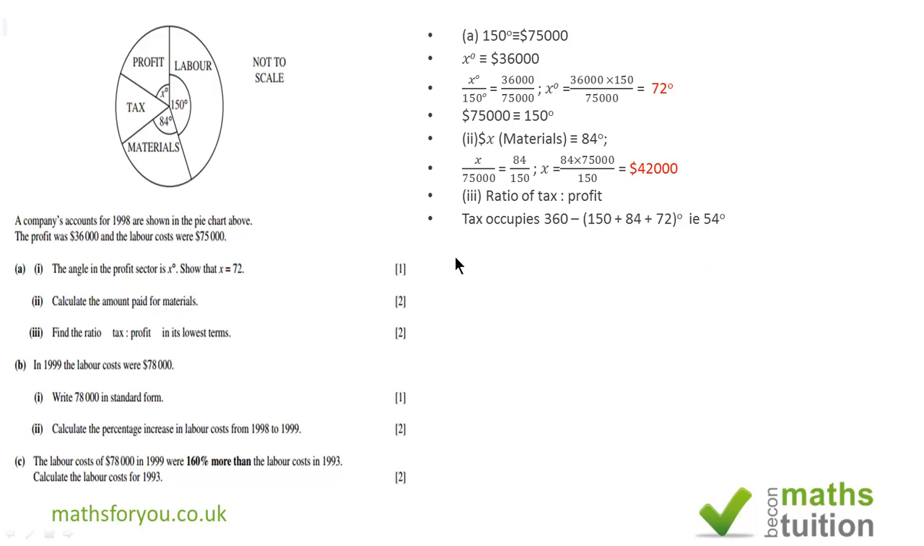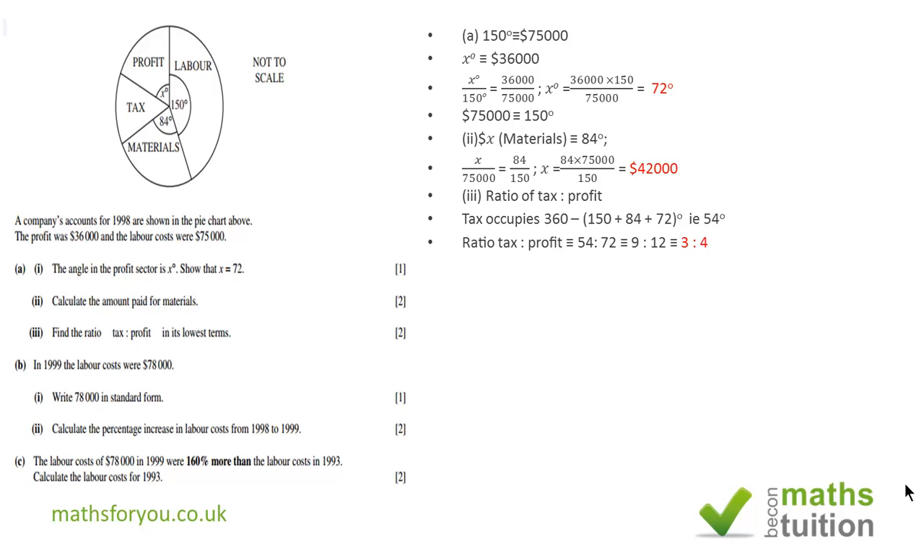Now, to find the ratio of tax to profit, we look at the proportion of the pie chart occupied by the tax bill and the proportion occupied by the profit, which is 54 to 72. Divide by 6, we get 9 to 12, and divide by 3, we get 3 to 4. Okay, and that's the answer for subsection 3, part A.